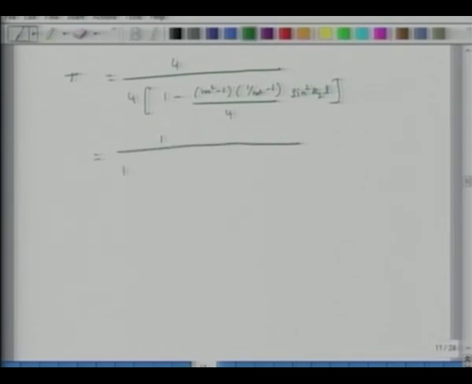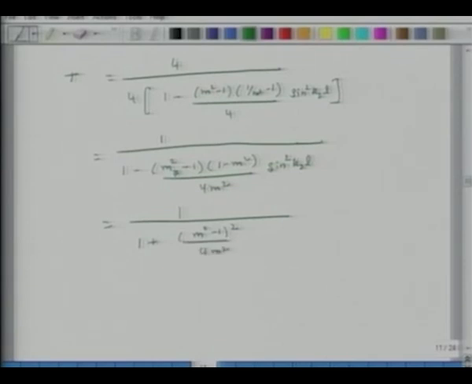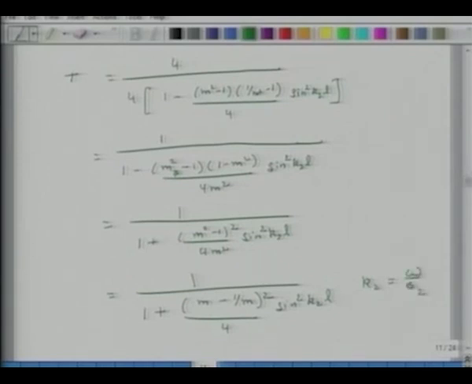what I get is 1 minus m square minus 1 minus m square divided by 4 m square sine square k2 L. I can sort this out as 1 over 1 plus (m square minus 1) whole square over 4m square sine square k2 L, and then I further modify it as 1 plus ((m minus 1 over m) square divided by 4) sine square k2 L, and k2 is again omega over c2, and what we found is that c2 is same as c1 is same as c3, so it is essentially omega over c.